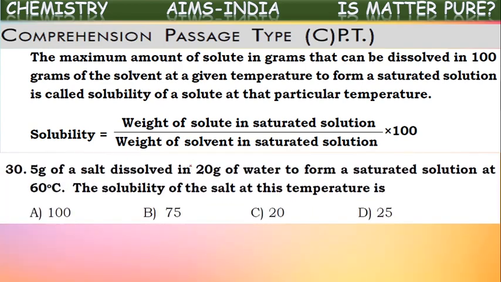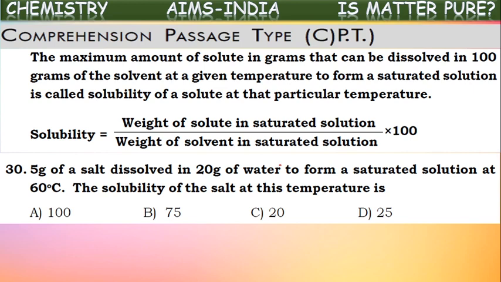First one among these: 5 grams of salt is dissolved in 20 grams of water to form a saturated solution at 60 degrees Celsius. What is the solubility of the salt at this temperature? So here they have given the weight of the solute and the weight of the solvent also, and these two formed a saturated solution. Now, by using these, we have to calculate the solubility of the solution formed.